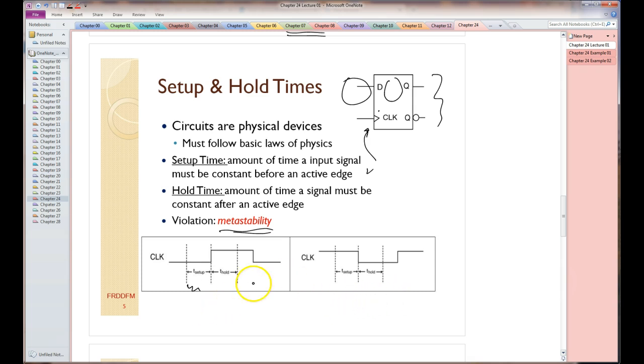These are two circuits here. This is a rising edge here, and this is a falling edge. The setup and hold time is the same for each rising and falling edge, which means here's the active clock edge. I have to not change the inputs to the circuit on both sides of that clock edge, referred to as a setup and hold time.